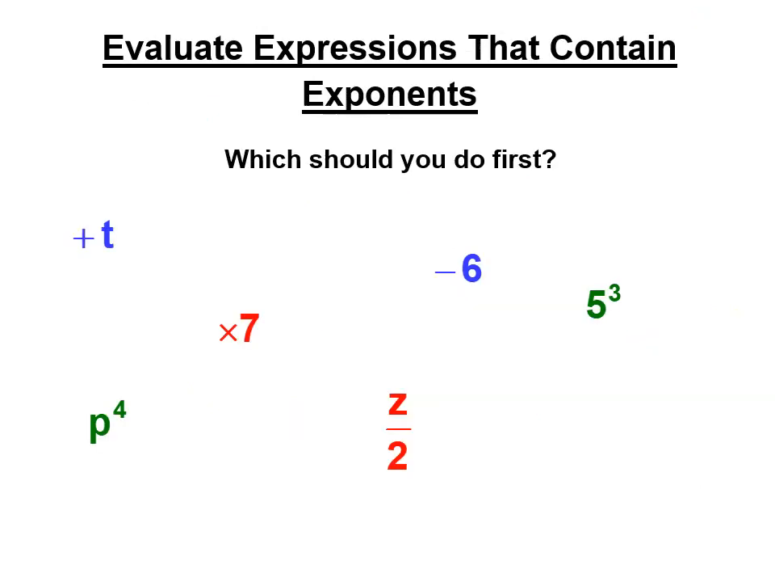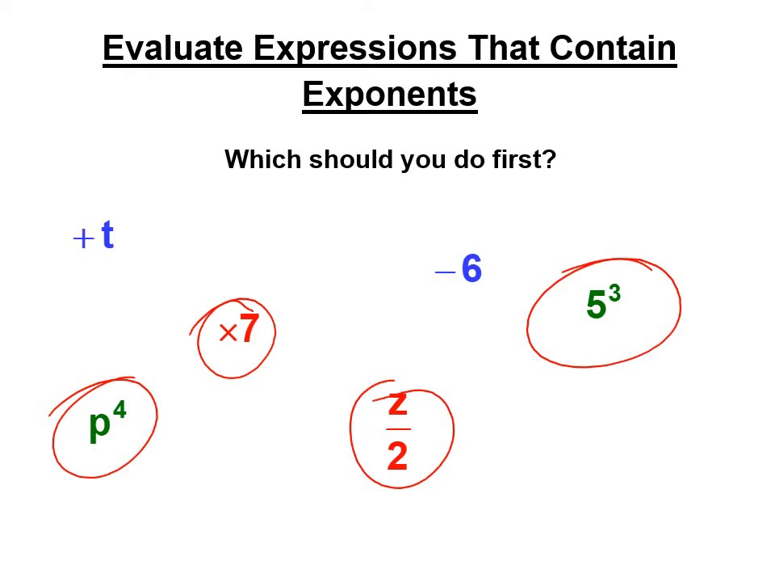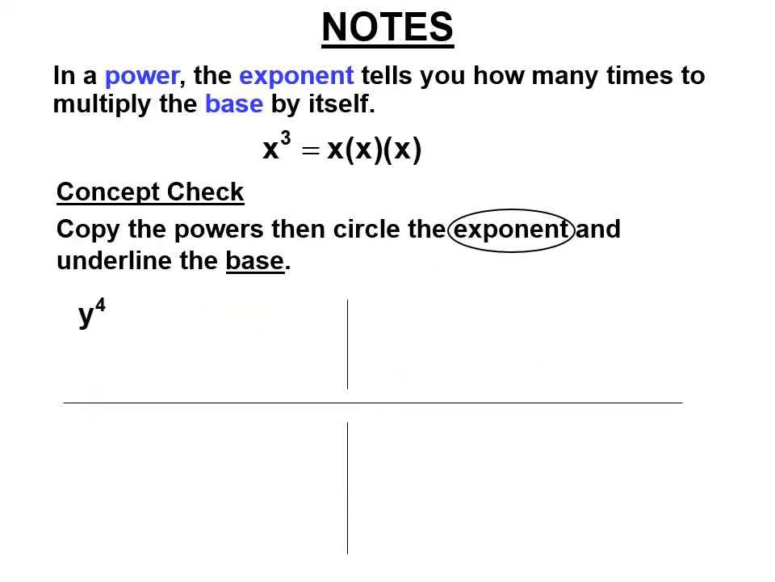So these little numbers have a name, and what's the name of them? Exponents. So we're going to be evaluating expressions that contain exponents. So you're going to do any exponents, these green ones, first. Then you'll do all your multiplying or dividing, and you'll still do your adding and subtracting last. It's always last. So let's learn some vocabulary first.